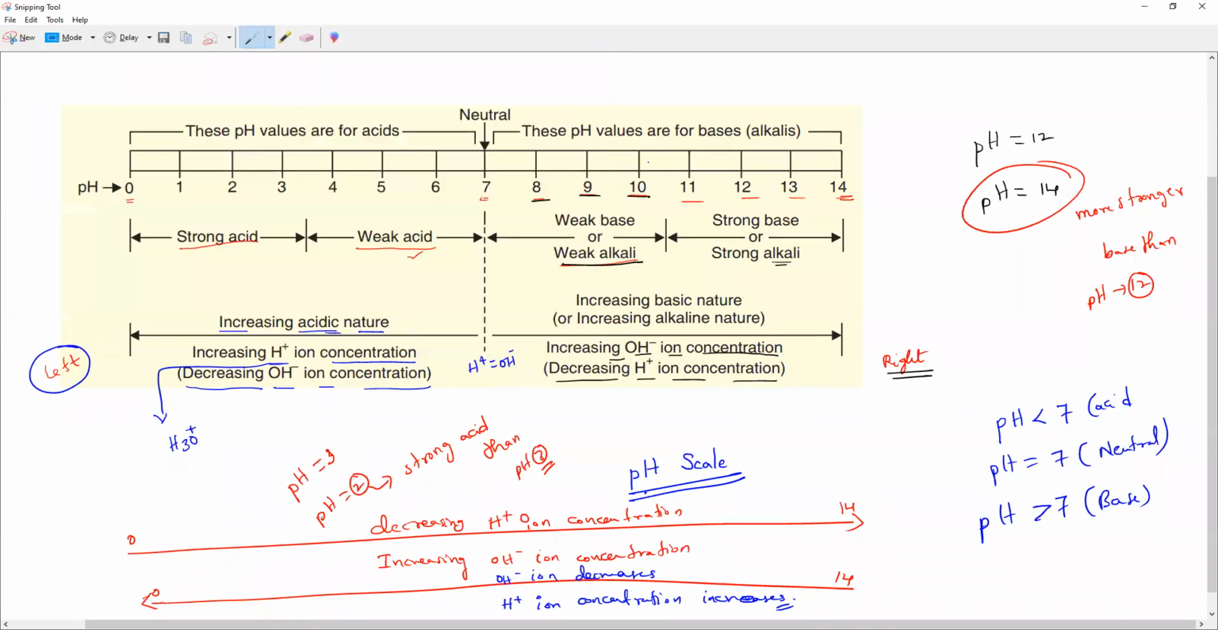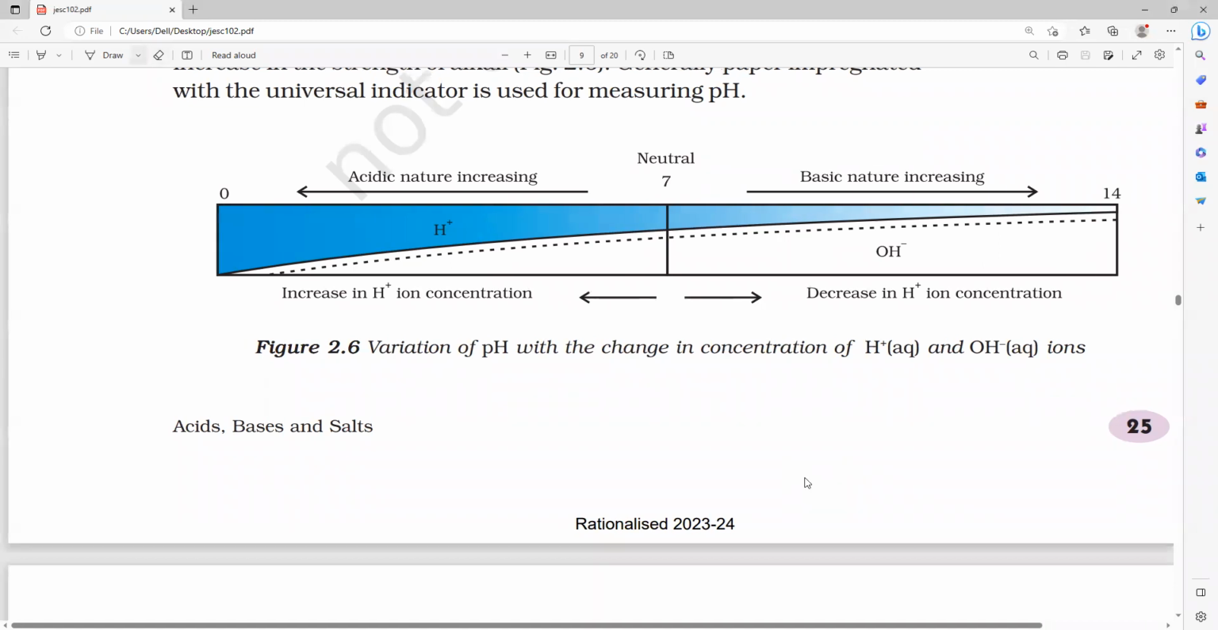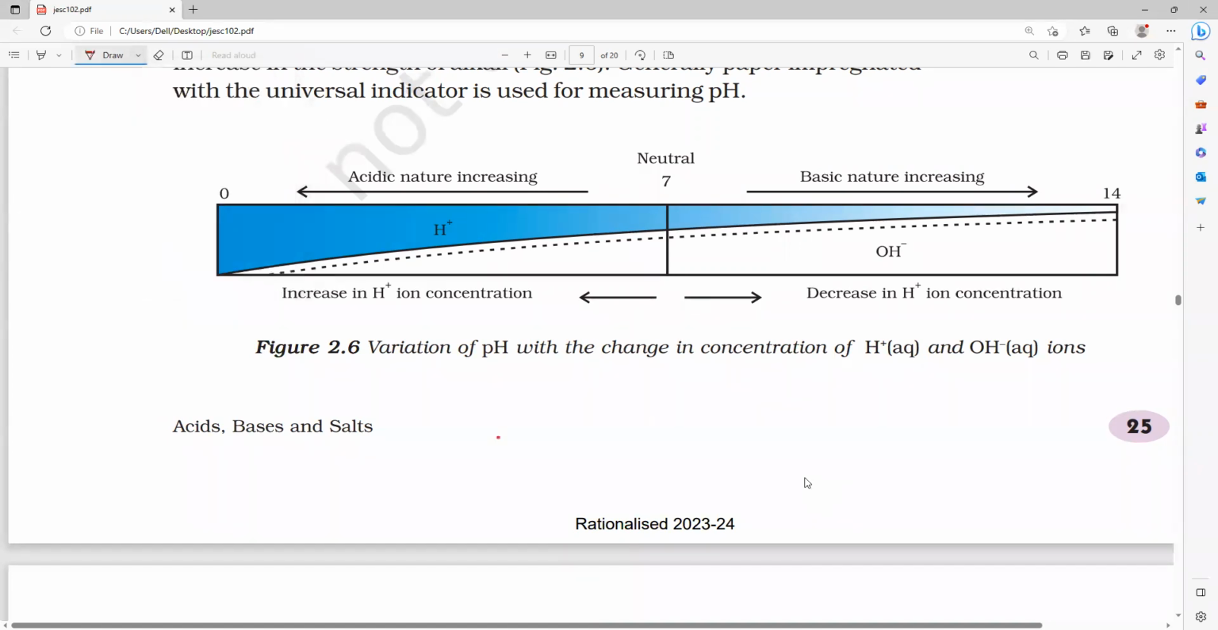Okay. Now, observe all of you. You take your NCERT textbook and you can see here. This is the variation of pH with the change in concentration of H plus ions as well as OH minus ions. Better you draw this also in your classwork, which will give you the overall idea. So at last we have written from left to right.